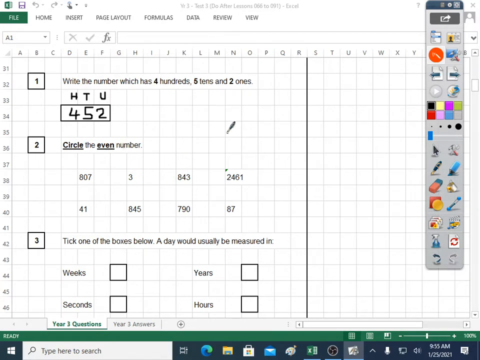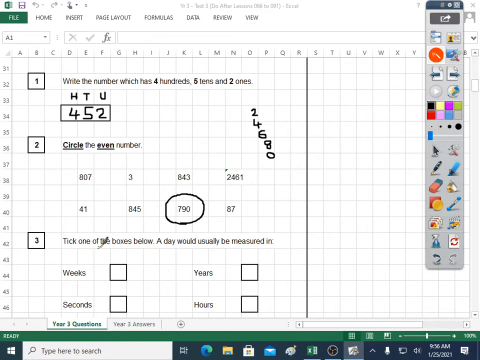Circle the even number. What do even numbers end in? 2, 4, 6, 8 or 0. Now the only number here that ends in one of those is this. Did you spot that before me? So 790 is the even number.